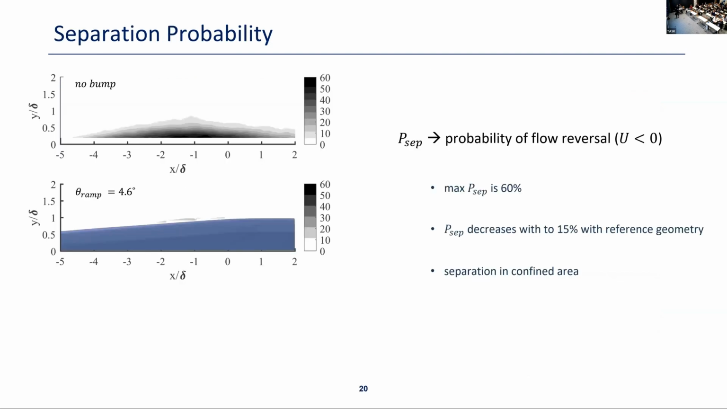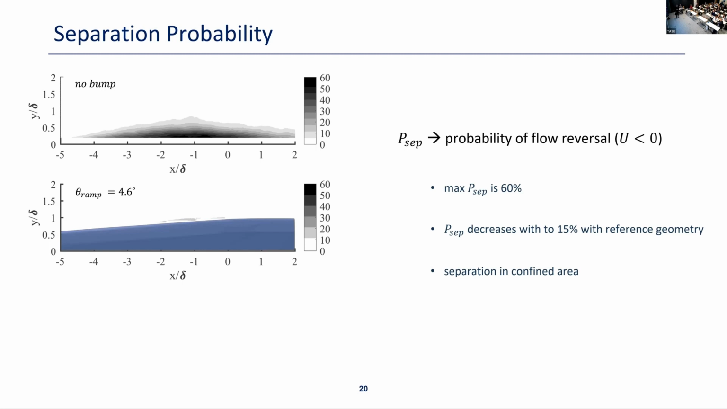And to understand how the separation is removed, or if it's really removed, I also checked the separation probability, where the criterion is taken as flow reversal. So we went through all the instantaneous PIV images and computed the probability of flow reversal occurring at each point. It gave a maximum separation probability in the no-bump case of 60%, meaning the flow is separated 60% of the time.